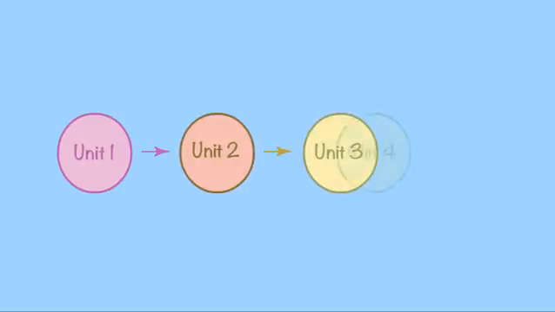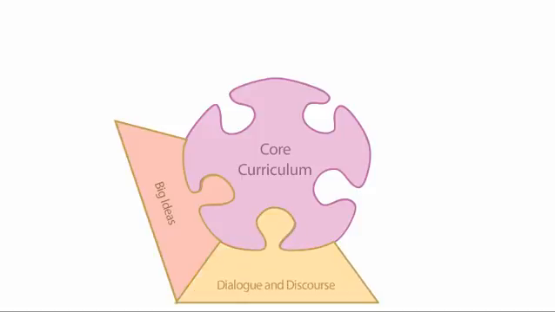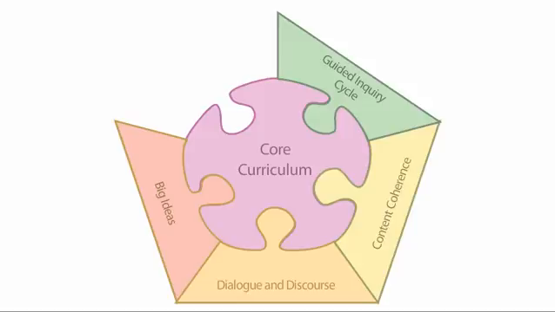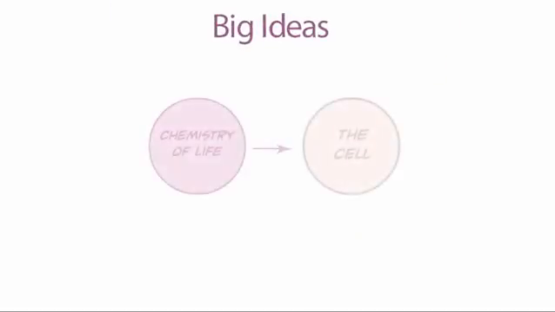Curriculum in this case is a structure that specifies how concepts are organized and the sequence with which concepts are taught. Characteristics of an effective curriculum include big ideas, dialogue and discourse, content coherence, a guided inquiry cycle, and a teaching and learning framework. An effective curriculum has in-depth instruction based on big ideas and helps to bridge the gap from one big idea to the next.